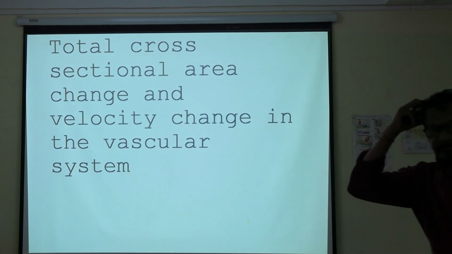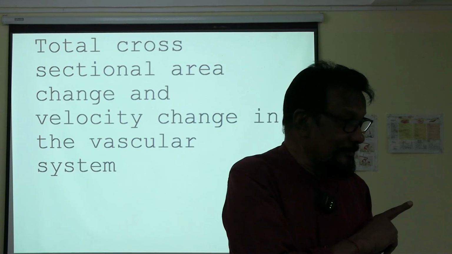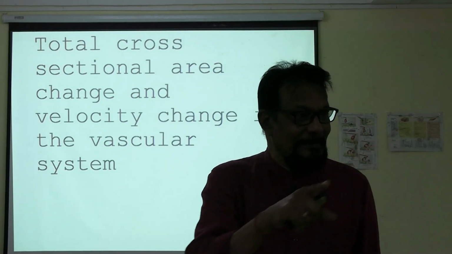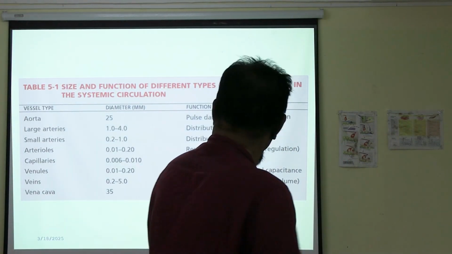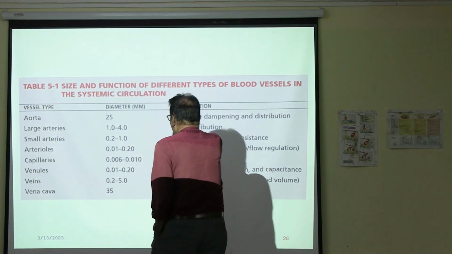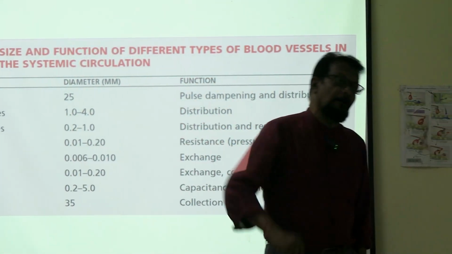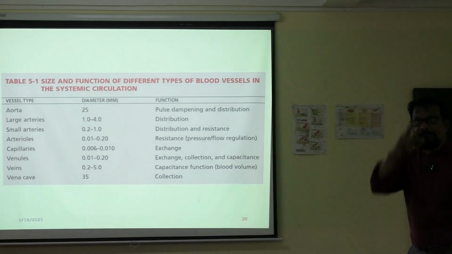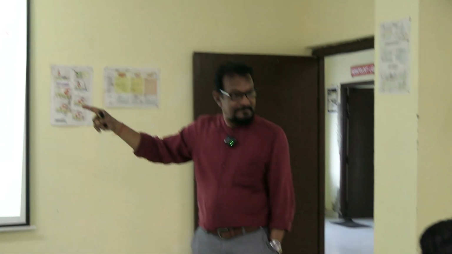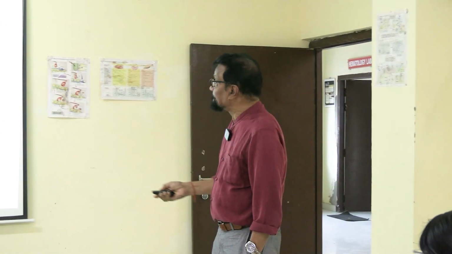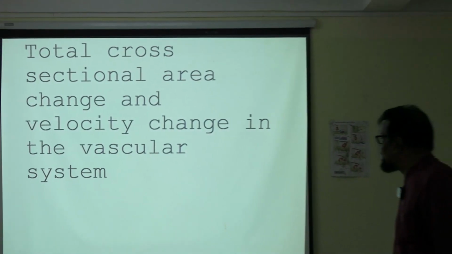So what have we seen in the earlier example? The diameter gradually reduces. After the capillary, from the venule, the diameter increases again, but not to the level of the aorta. So there is a gradual decrease and again there will be a rise. This is the pattern. Now, total cross-sectional area change and velocity change in the vascular system.